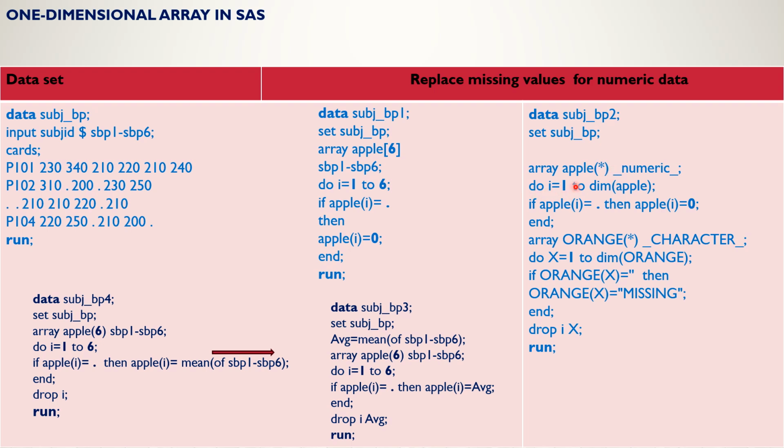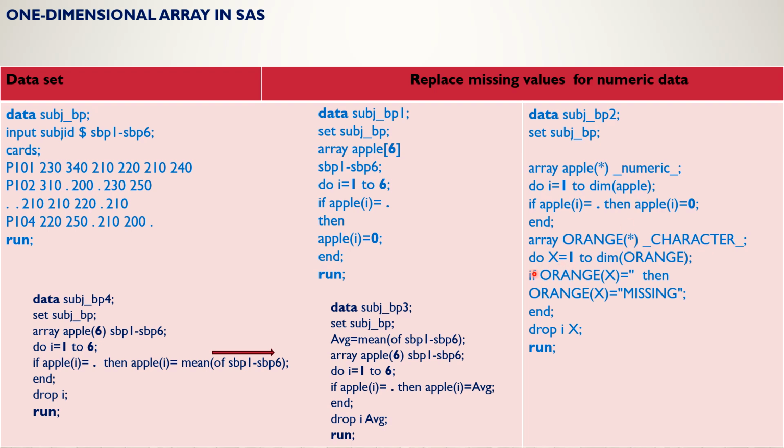Star, do I is equal to 1 to dim of apple. But here we do not use any extra statement, right? So here we can see two statements compared to before: one is star, one is dim. Why? Because we wrote underscore numeric. Then everything else remains the same. If apple is equal to missing, then apple I equal to 0. In the same case, if this is character data, we will write underscore character underscore. For numeric data, we will write underscore numeric underscore, do I is equal to 1 to dim of apple. Okay.